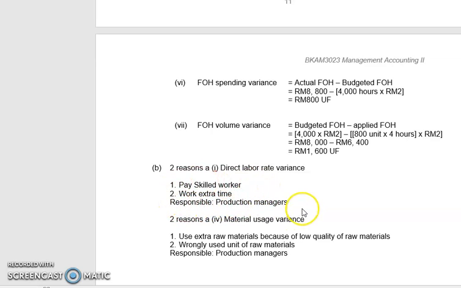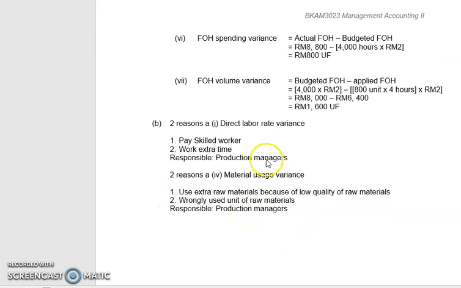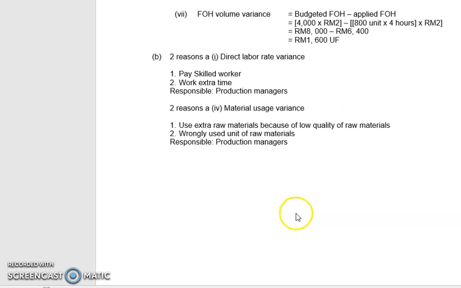Two reasons for direct labor rate variance: because you pay skilled workers, or workers work extra time, and you have to elaborate on it. And two reasons for material variance: using extra raw materials because of low quality of raw materials, wrongly using units of materials, and so on. You can put your own reasons in. That's all. Thank you.